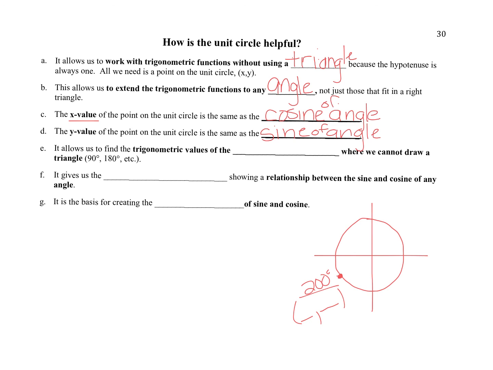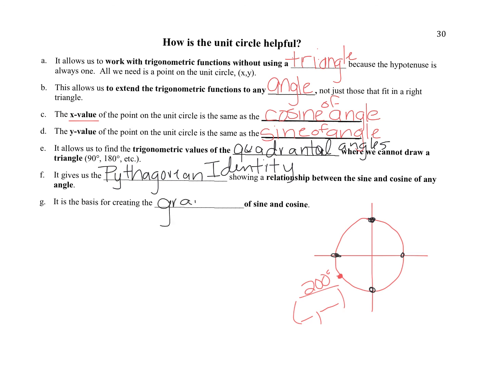As I said, we'll talk more about this tomorrow, and we did talk about it in the unit circle lesson. Those points on the unit circle, we can't draw a triangle for those points, but it does let us find the trigonometric values of those quadrantal angles, where we cannot draw a triangle. The unit circle also gives us the Pythagorean identity, showing a relationship between the sine and cosine of any angle, which we just learned today. And it is also the basis for creating the graphs of sine and cosine, and also graphs of tangent and secant and cosecant and cotangent.